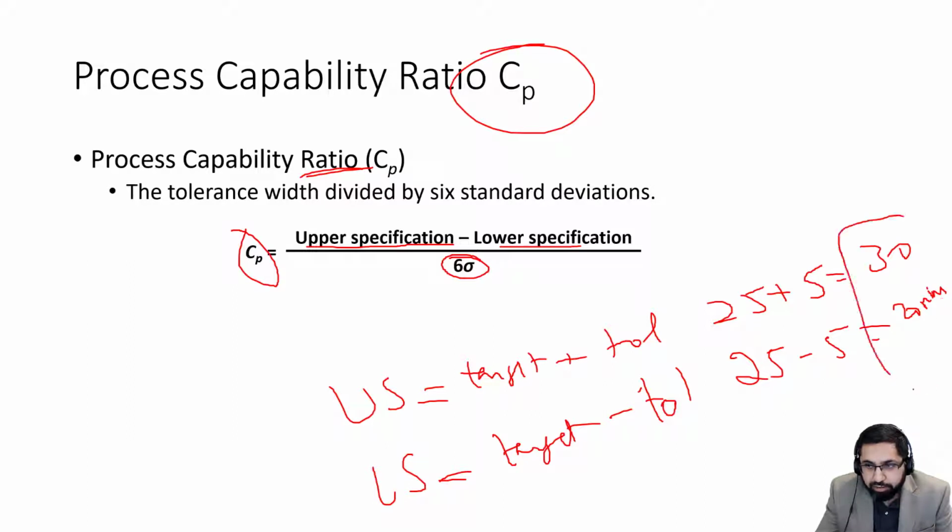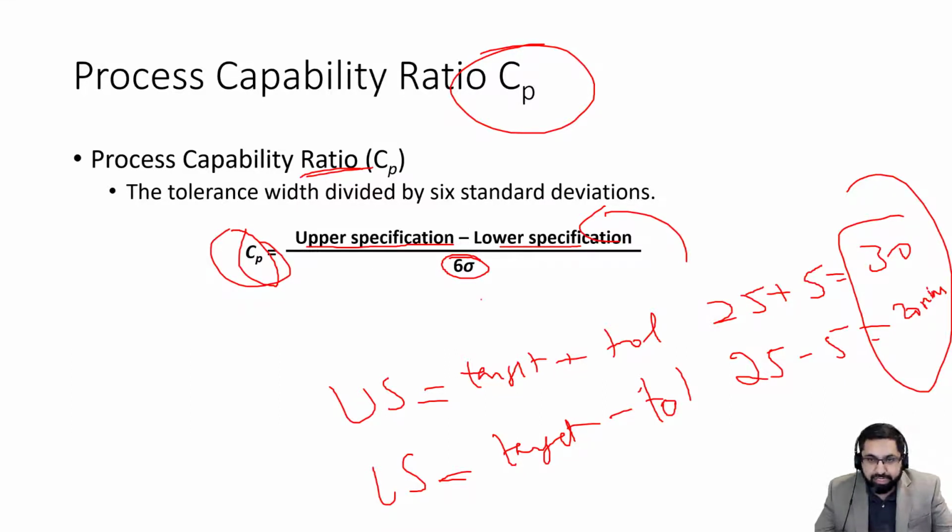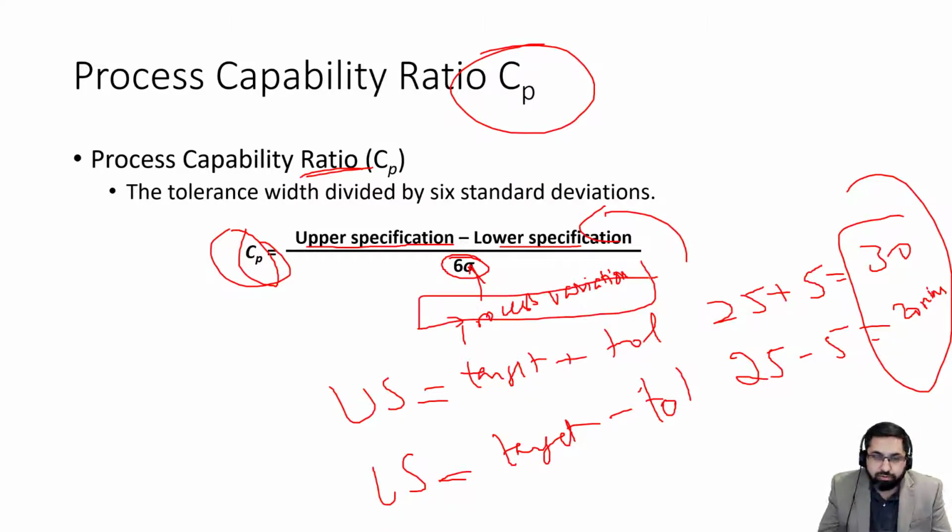We can then use these two upper and lower specifications to calculate the capability ratio. We divide that by 6 times sigma, where sigma is the process variation. Specifically, this is the common cause process variation. We compute sigma for our process when there's no assignable cause variation present. The machines are all maintained, we have trained workers, everything is good, and we measure the output of the process and find the standard deviation of that output. That is sigma.